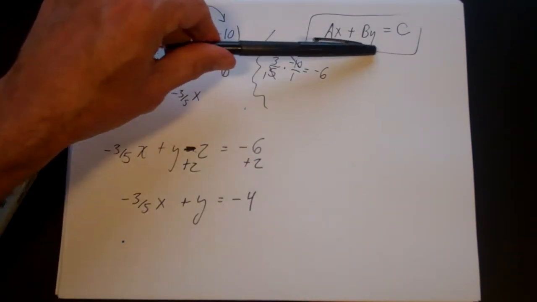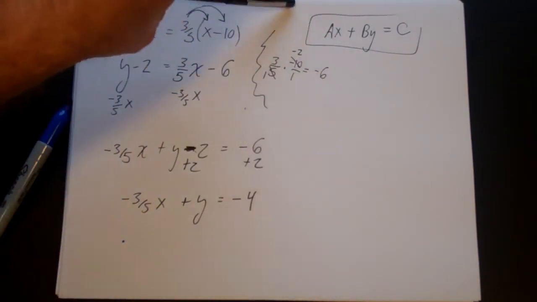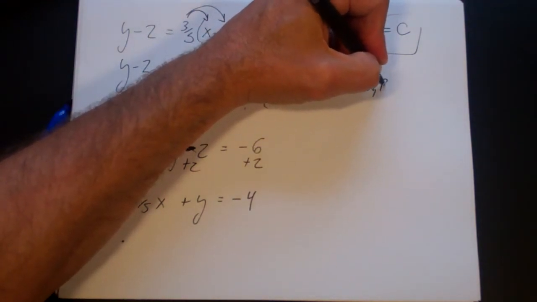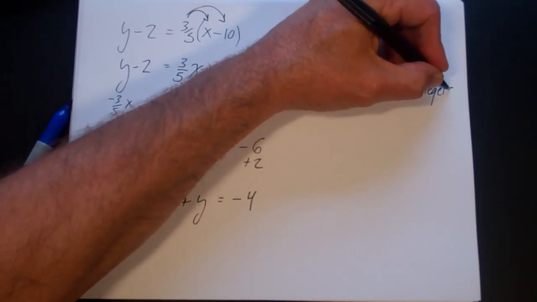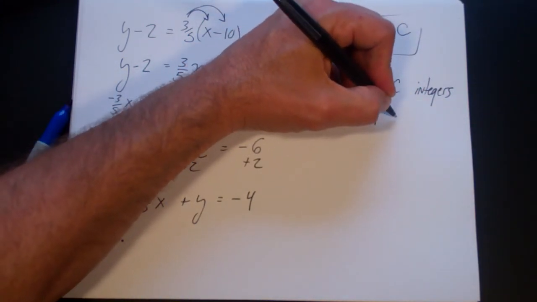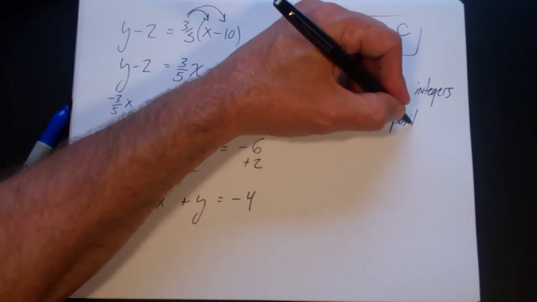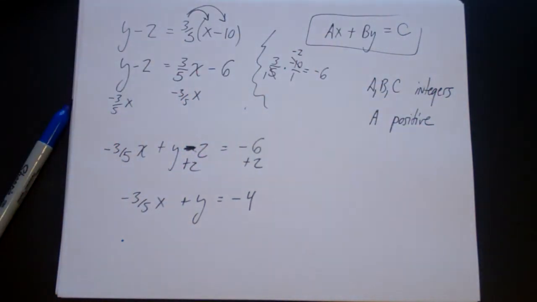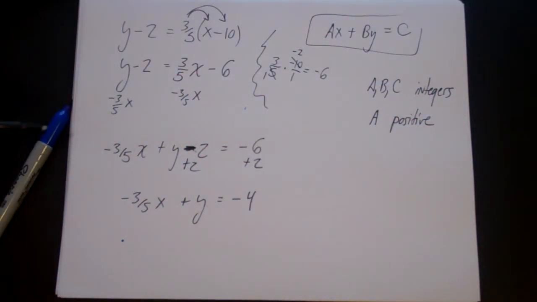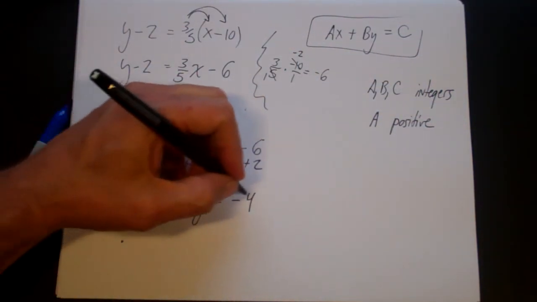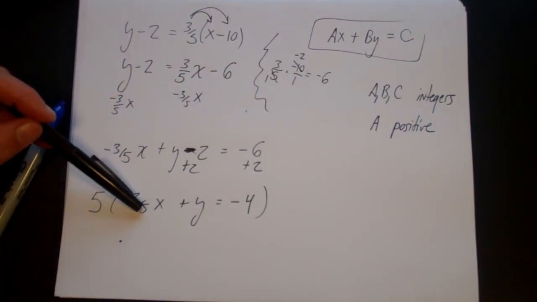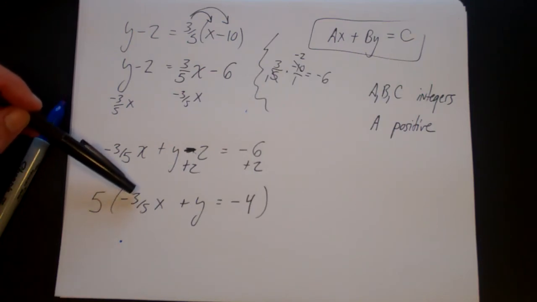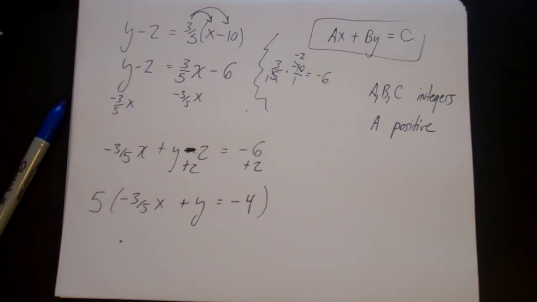Now I've got it in the form that I want, except I want a, b, and c to be integers, right? A, b, and c should be integers. And a lot of people want a to be positive, though some people argue that doesn't matter. So what I'm going to do here is multiply this by 5. By multiplying this by 5, I clear the fraction, right? Because 5 times minus 3/5 will just be a negative 3.